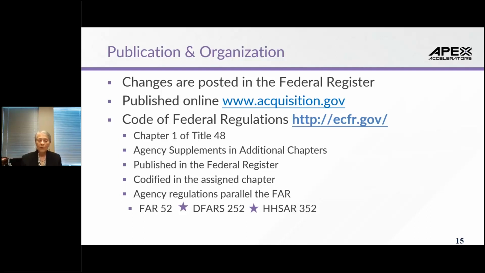And again, it's published in the Federal Register and codified so that it goes into Title 48. All of the agency regulations parallel the FAR. All the numbering systems are parallel. So FAR 52 includes the clauses, your basic clauses. DFARS 252 includes additional clauses called out by the DoD. HHSAR 352 includes additional clauses called out by Health and Human Services.